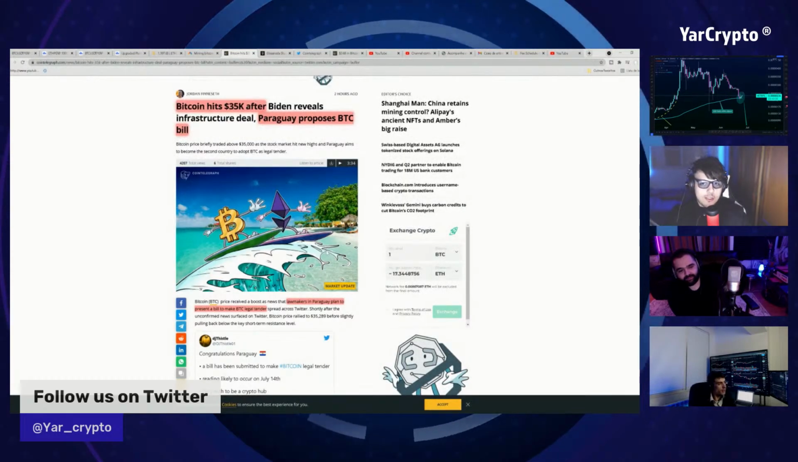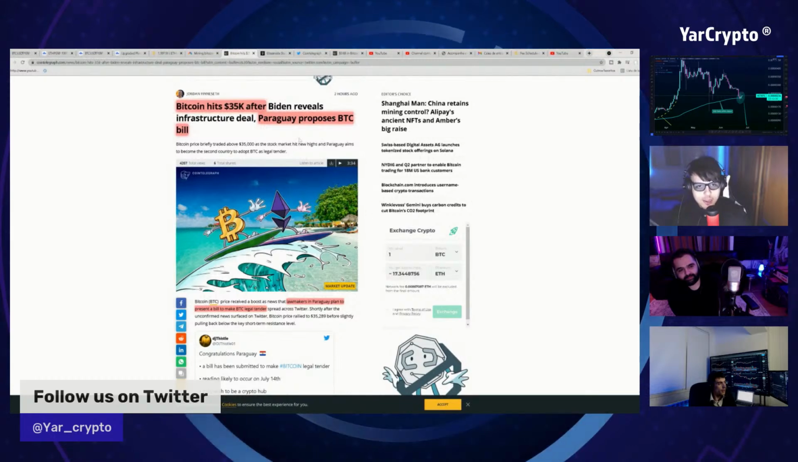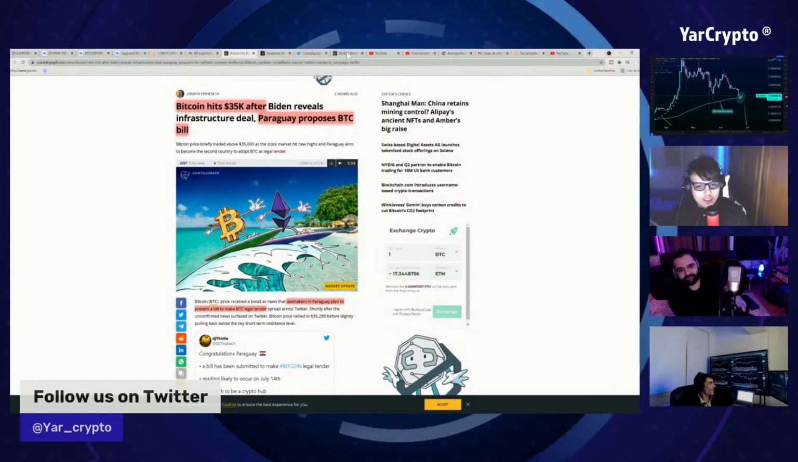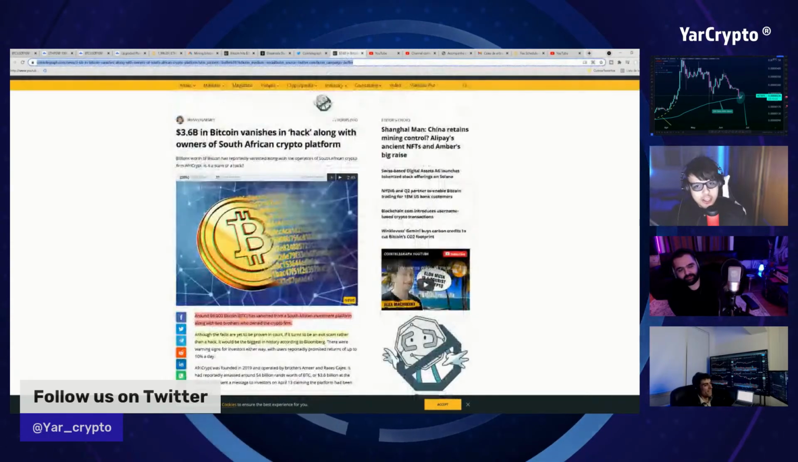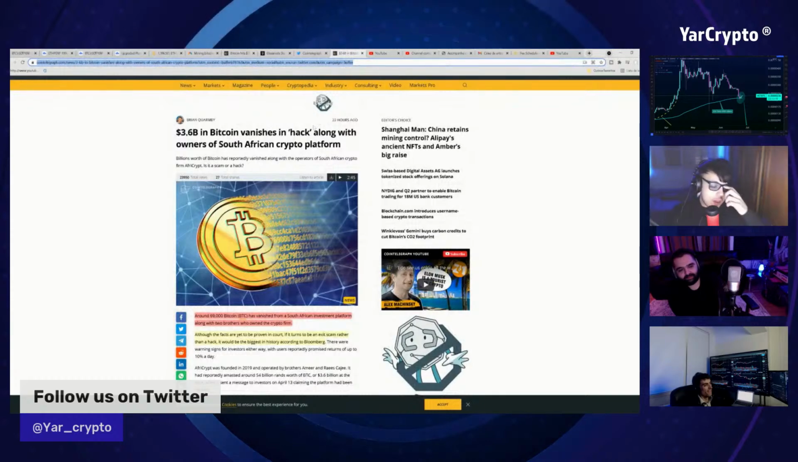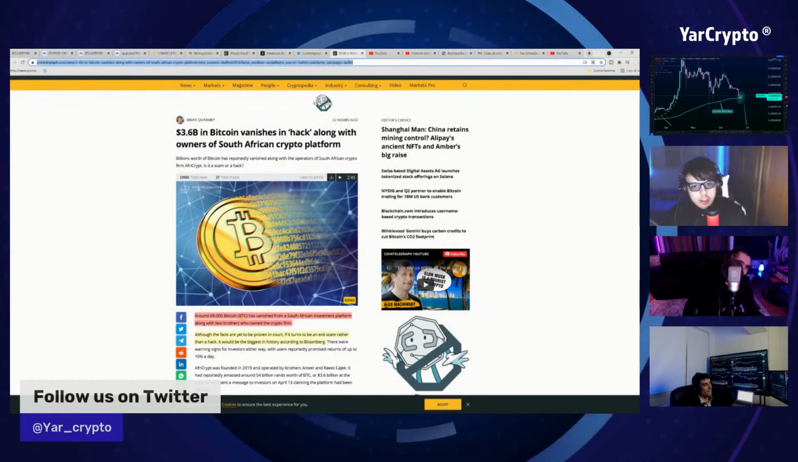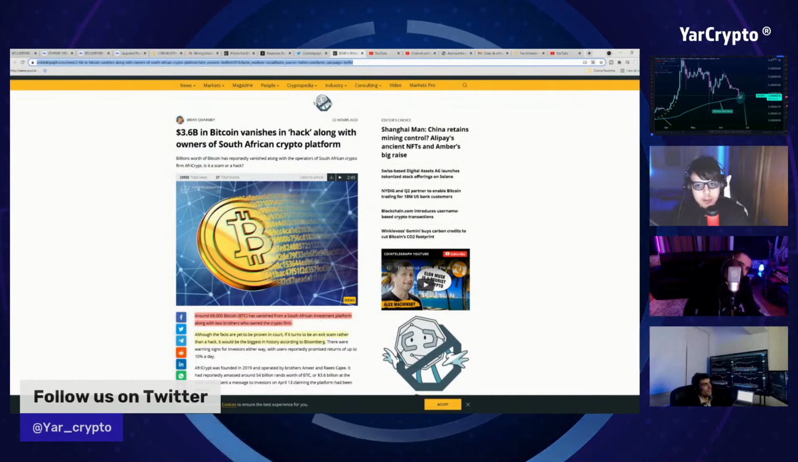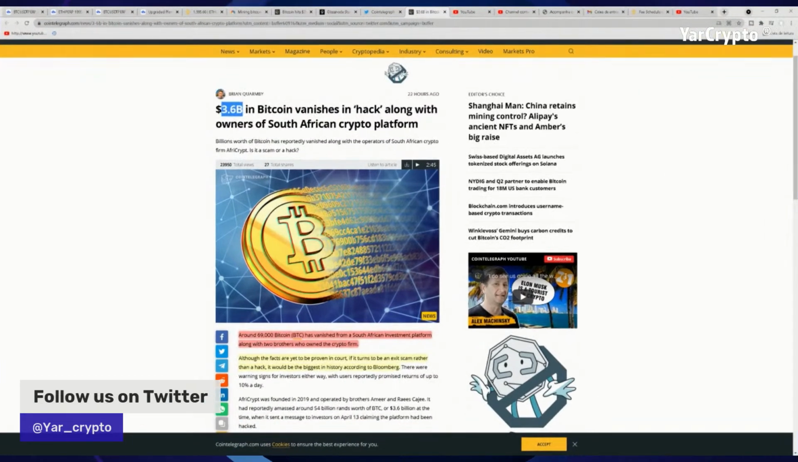But of course, there's not only good news happening. As Sterling mentioned, we had another case of people vanishing, allegedly, but it's not really confirmed yet. We see here on this article that $3.6 billion in BTC vanishes in a quote unquote hack, along with owners of a South African crypto platform. Yeah. So the owners got hacked as well and they disappeared, or the owners did the hack?